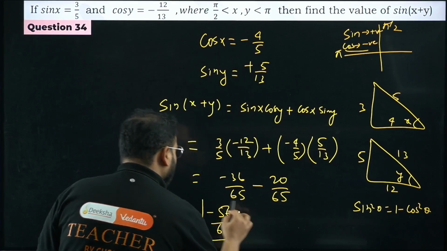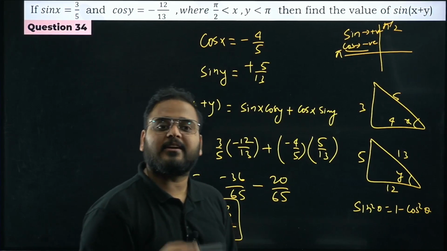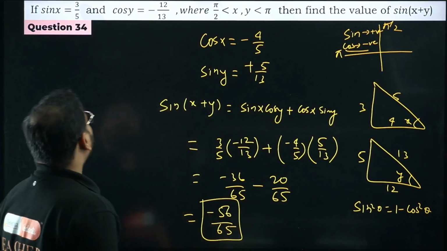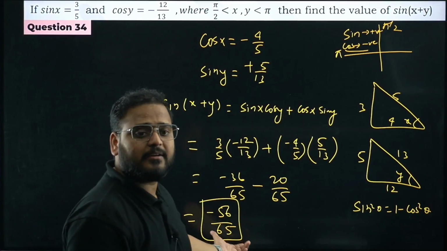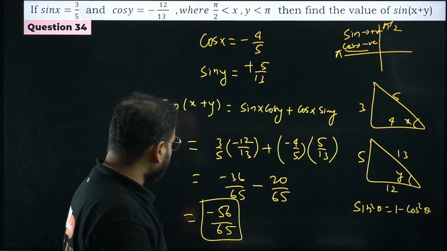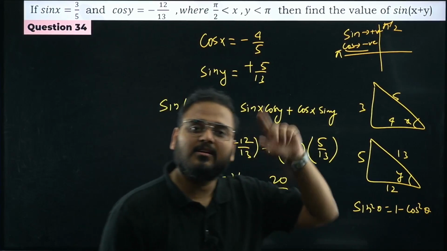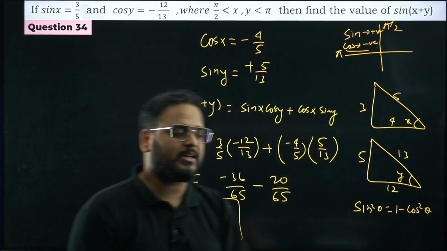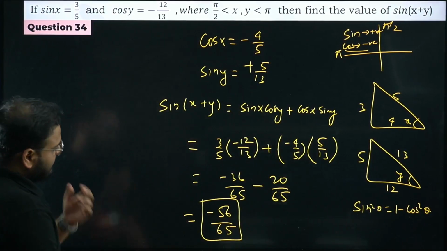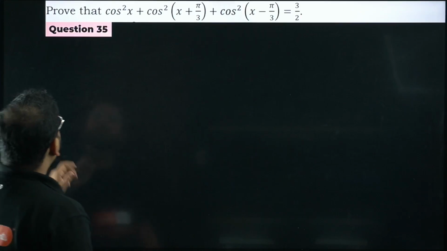I'm getting the answer as minus 56 by 65. I'm not sure, I think I got the right answer, but if I'm getting a different answer than the correct one, let me know in the comment section. But this is the answer that I'm getting. Minus 56 by 65. So if you're getting a different answer, put it in the comment section. We'll discuss over there. 34th answer is minus 56 by 65. Let's move on to 35.